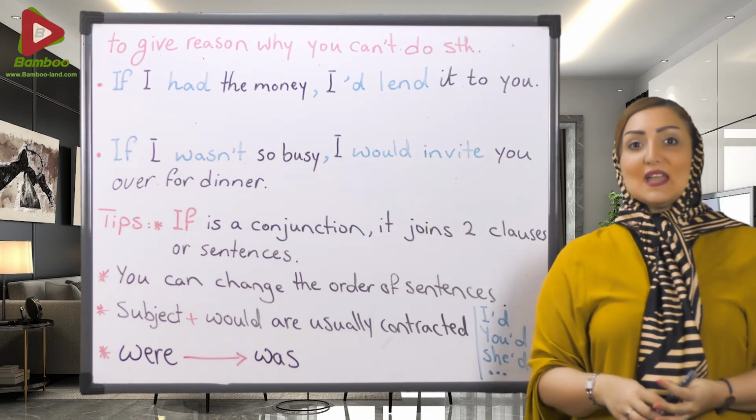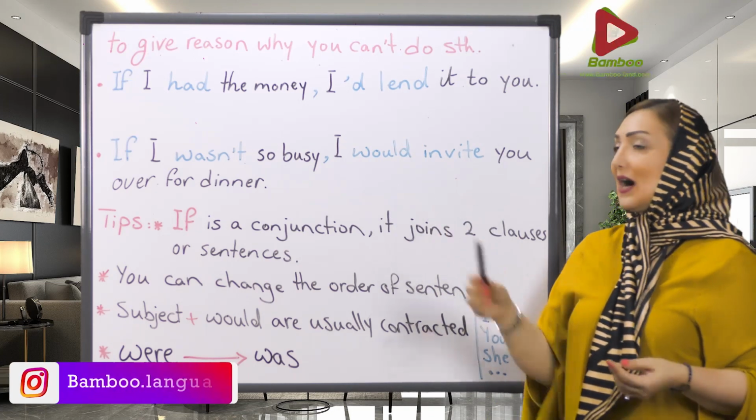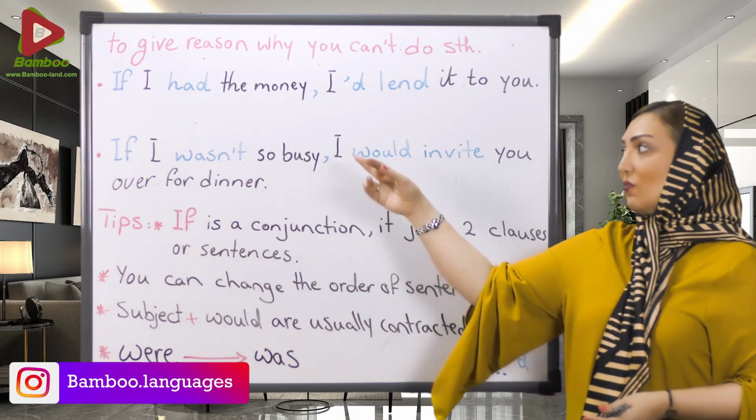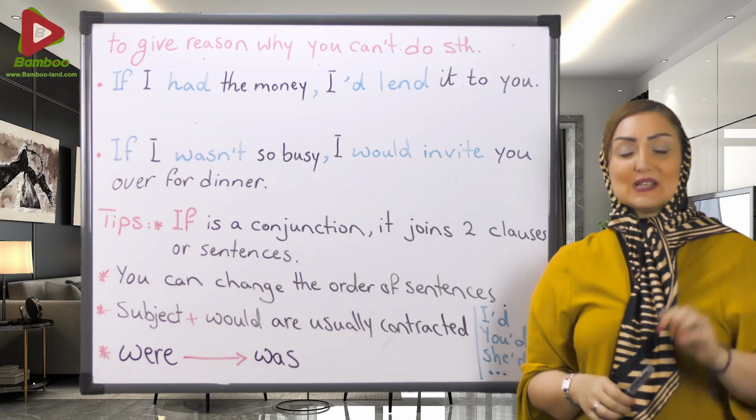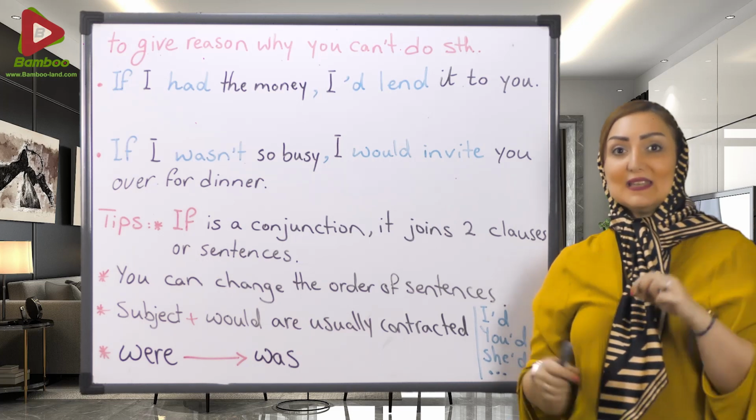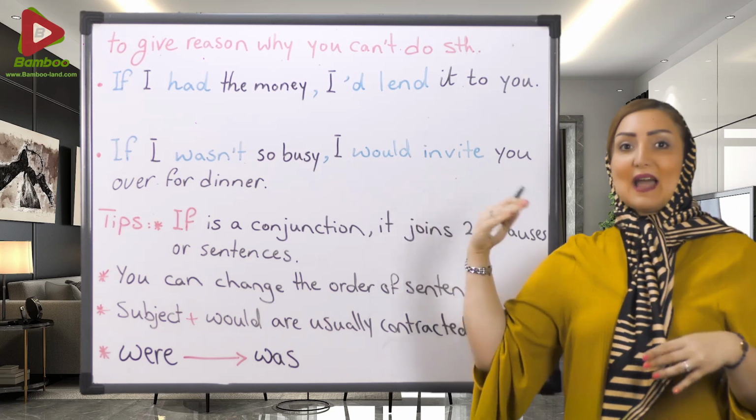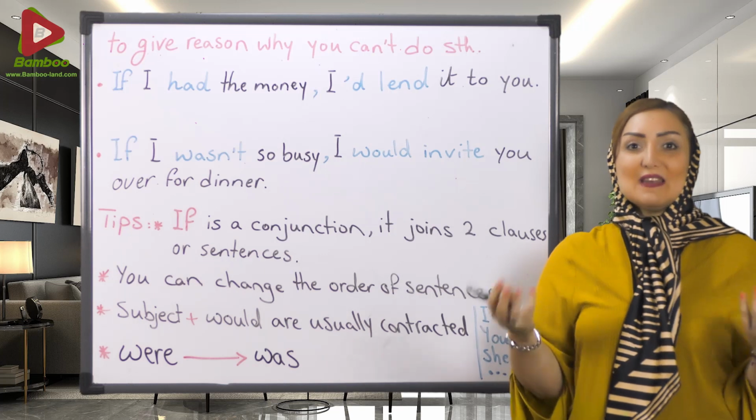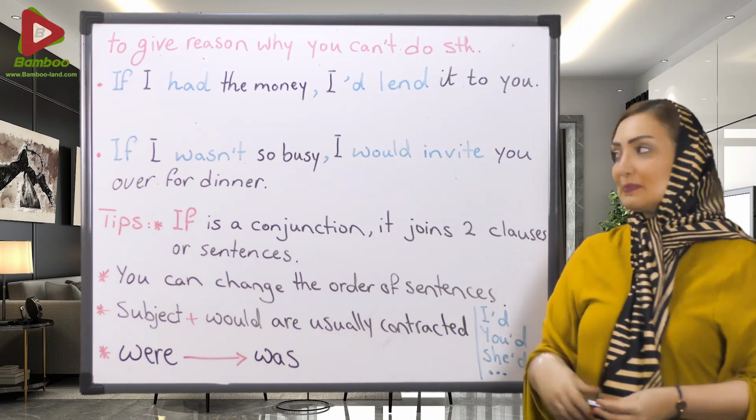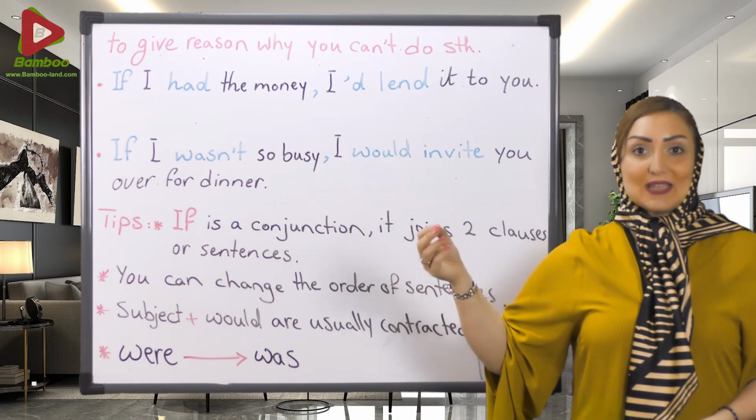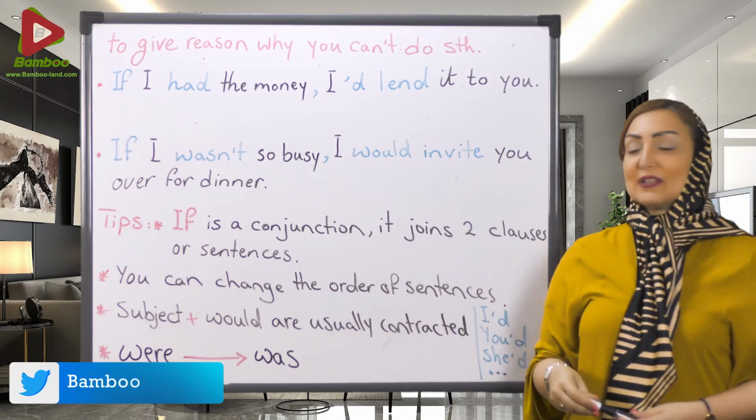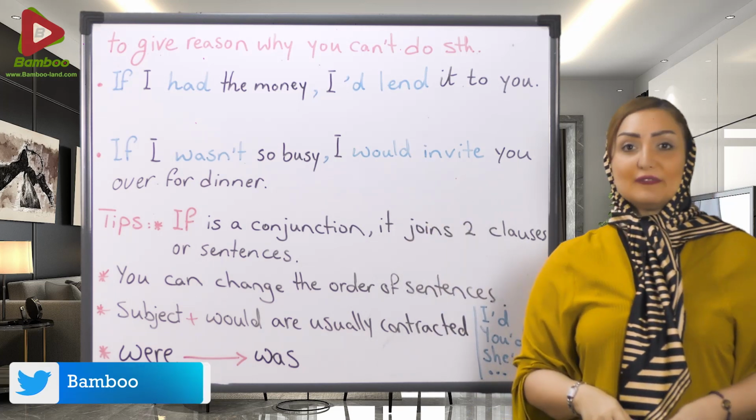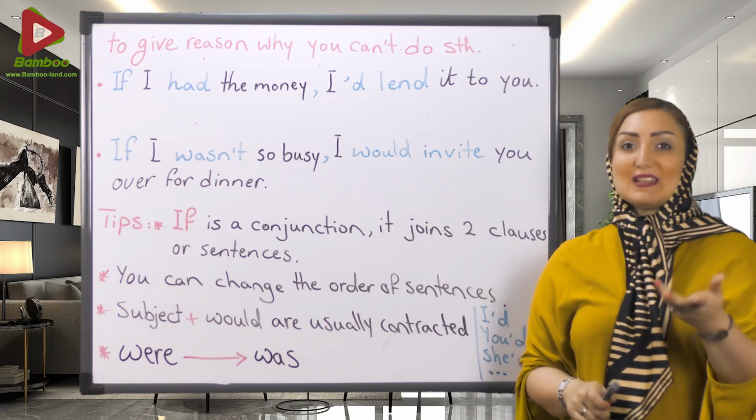Next one. If I wasn't so busy, I would invite you over for dinner. خب اینجا was آوردم که ببینید میشه از was استفاده کرد. بهتون گفتم it's more informal. داریم از دعوت کردن برای شام صحبت میکنیم دیگه، پس با دوستتون صحبت میکنید. It's informal. یه موقعیت غیر رسمی هست، پس من از was استفاده کردم. اما اگر موقعیت رسمی بود were به کار میبردم. If I wasn't so busy I would invite you over for dinner. اگه سرم شلوغ نبود دعوتت میکردم خونمون.